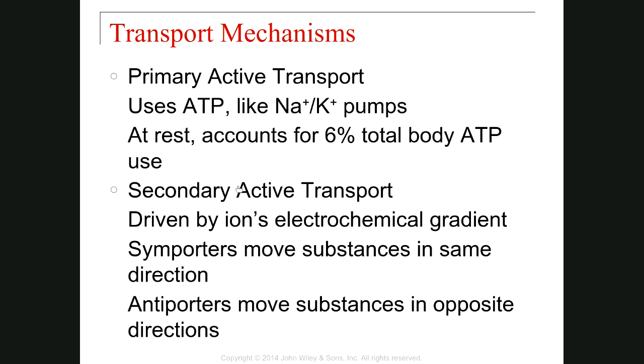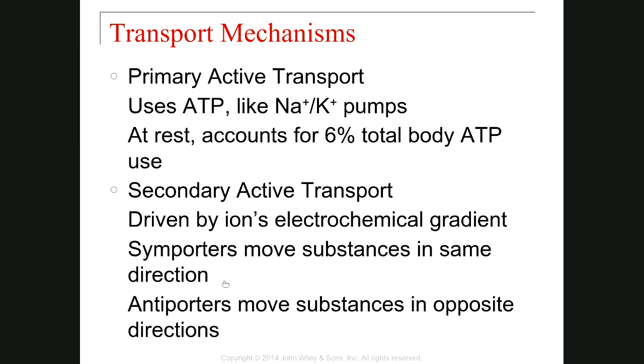In secondary active transport, the energy stored in one ion's electrochemical gradient can help movement of one particle across the membrane. Secondary active transport couples the movement of one substance downhill along its electrochemical gradient to the movement of a second substance uphill against its electrochemical gradient. And we have two types of secondary active transport. One of them is called symport and the other one is called antiport.